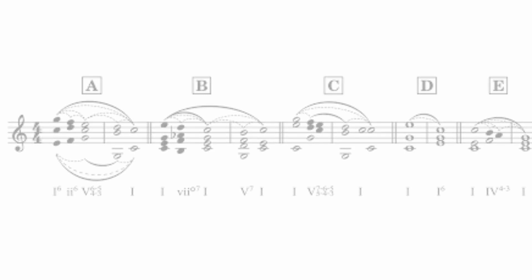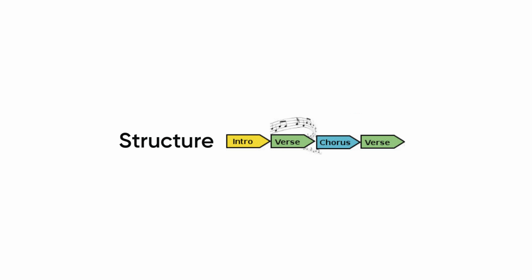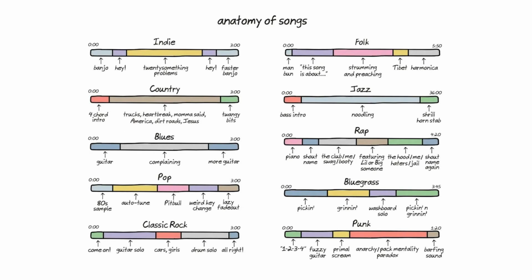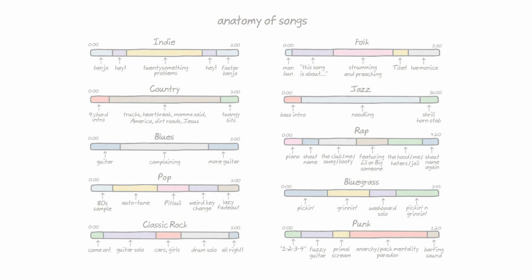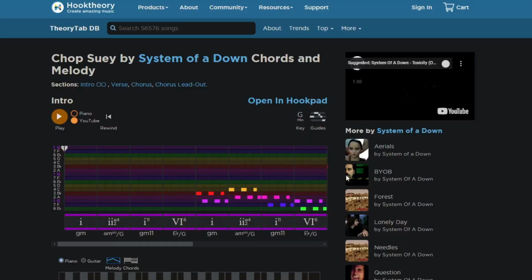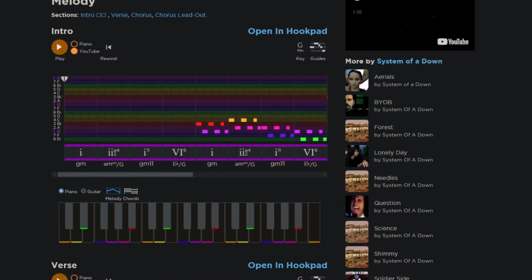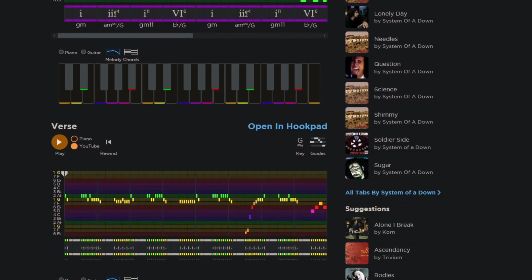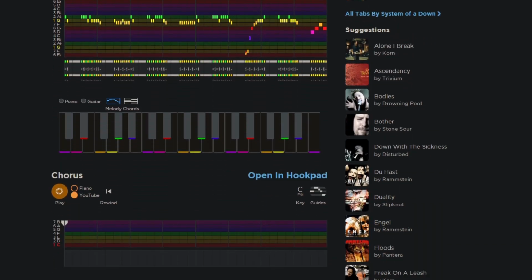Structure is the final piece of the puzzle. It's the framework that holds a song together, guiding the listener through verses, choruses, bridges, and more. A strong structure keeps your music engaging and cohesive, allowing your ideas to shine. By studying the structure of your favorite songs, you can learn how to build pieces that flow naturally and keep your audience hooked from start to finish.